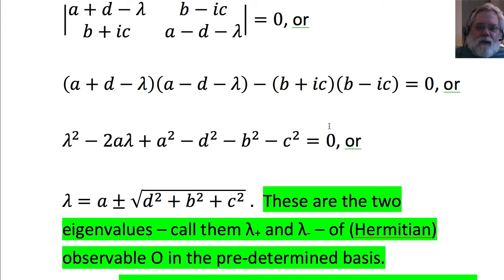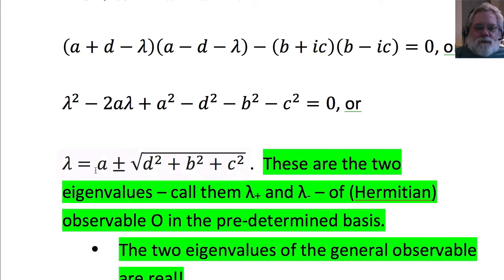You could do some math, and then you get this equation, and you can solve it with the quadratic. It's a quadratic equation, and we know how to solve quadratic equations. We get this solution. Lambda equals A plus or minus square root of D squared plus B squared plus C squared. And remember, all of A, B, C, and D are real numbers. None of them are complex.